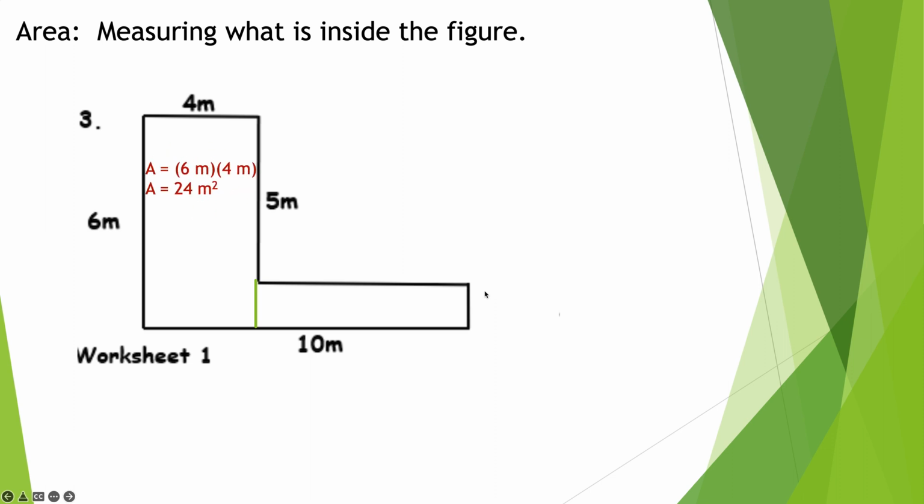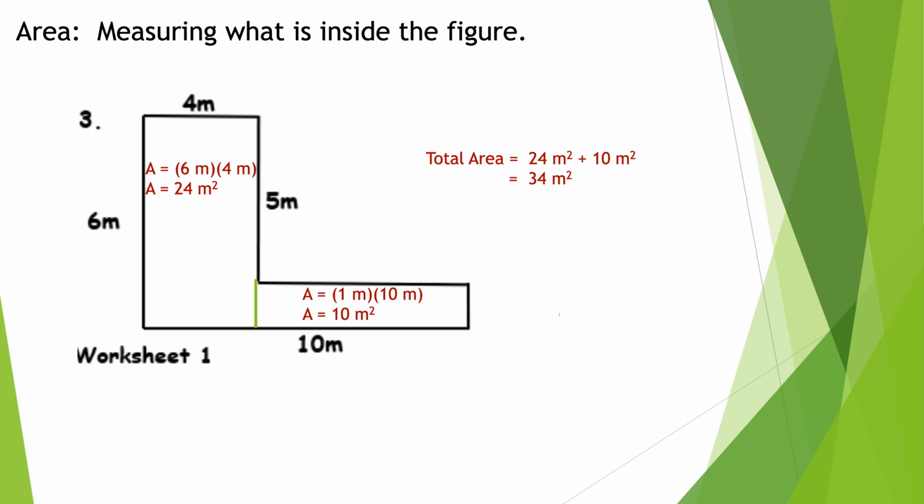So in this tall one on the left, it's going to be a 6 meter height times a 4 meter width. So 6 meters times 4 meters is 24 meters squared. And this bottom one is going to be 1. How do I know this green line is 1? Because from here to here is 5, and the whole length is 6. So that leaves 1 for here. So 1 times 10 is 10 meters squared. And then I just add 24 meters squared plus 10 meters squared is 34 meters squared.